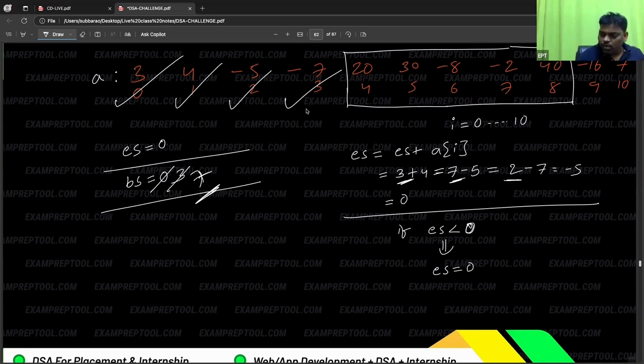Are you fine? Now see this one. From here onwards the story will start. So remember, whenever every time sum is less than 0, it will become 0. From now onwards, you have to start again.